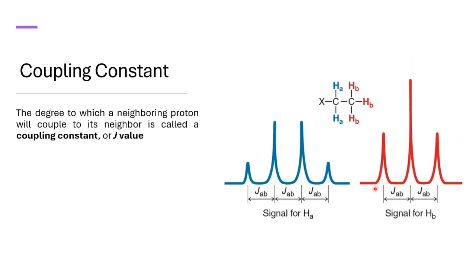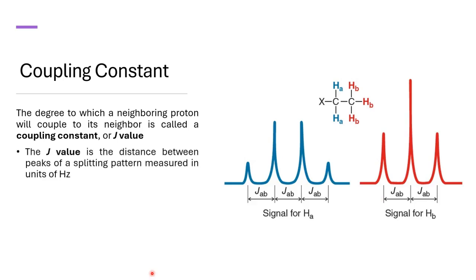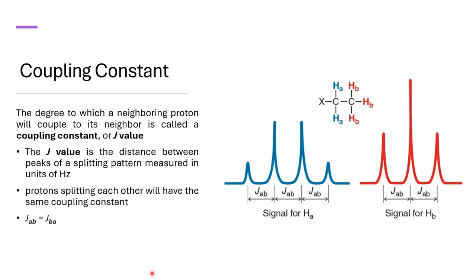Now we're going to talk about the distance between peaks that are adjacent to each other in a given splitting pattern. The J value is a distance measured between peaks of a splitting pattern, and it's measured in Hertz. Protons splitting each other will have the same coupling constant. In other words, the splitting pattern that we see here will have a distance between peaks in Hertz, JAB, that will equal the splitting pattern here for the signal HB, also in Hertz.